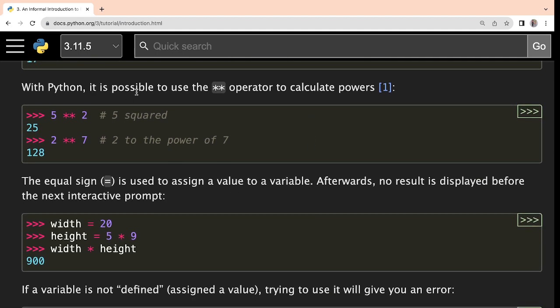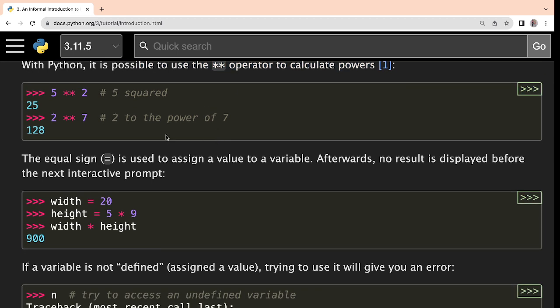After that, with Python it is also possible to use the double star operator, which is known as the exponential operator in Python. When you write this, the exponent will be calculated. So if 5, the exponential operator, and then 2 is written, that means 5 squared, which is 25. And if you write it this way, that means 2 to the power 7, which is 128. Again, in maths we write it differently, as a superscript, but here we use this particular operator.